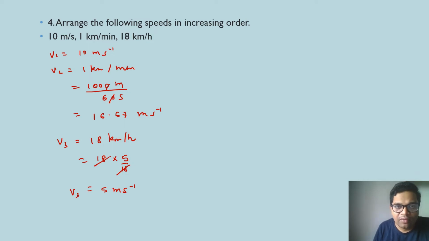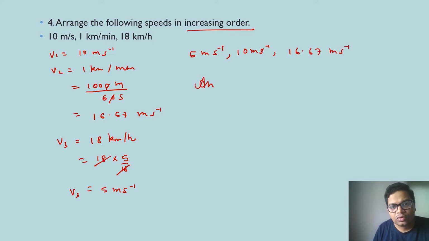So we have to get it into increasing order. Therefore you will have 5 meter per second, then 10 meter per second, and then 16.67 meter per second. So the answer is 18 kilometer per hour, then 10 meter per second, and then 1 kilometer per minute.